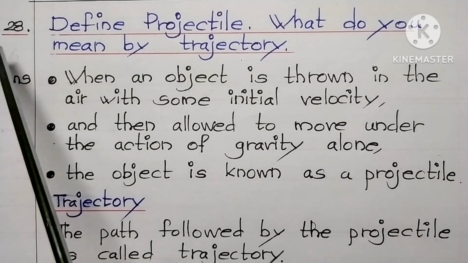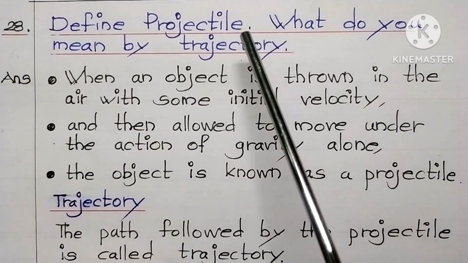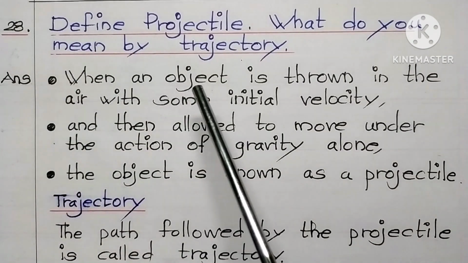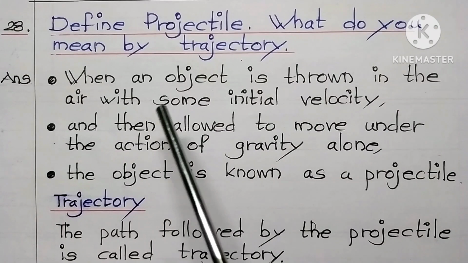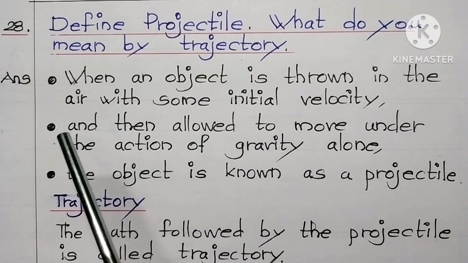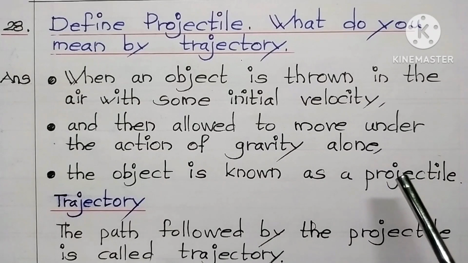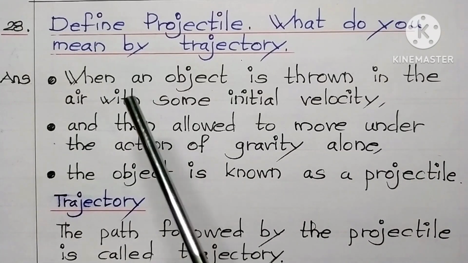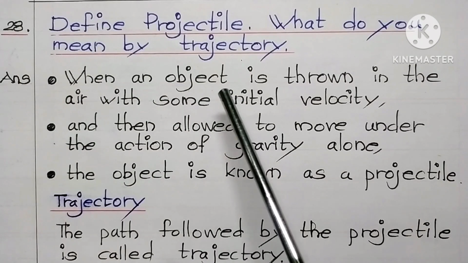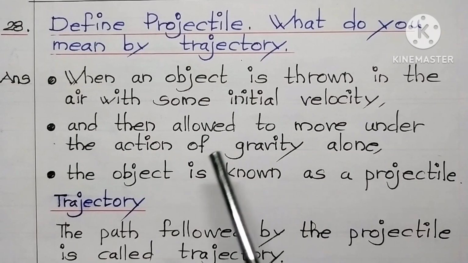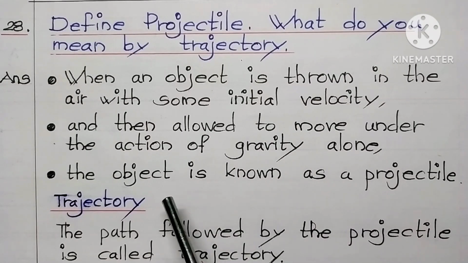Now next question, question number 28. Define projectile. What do you mean by trajectory? Answer. When an object is thrown in the air with some initial velocity and then allowed to move under the action of gravity alone, the object is known as a projectile. So initially we are throwing an object with some velocity, then it is allowed to move only under the action of gravity. Such an object is known as a projectile.